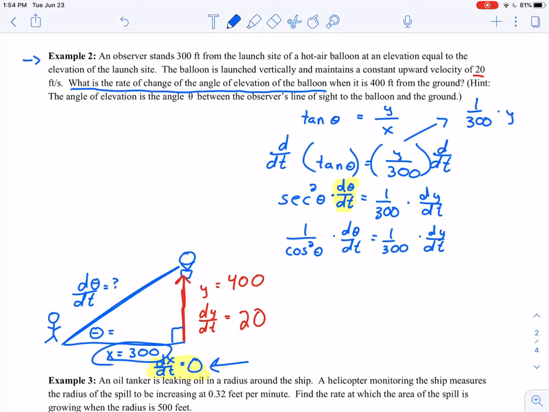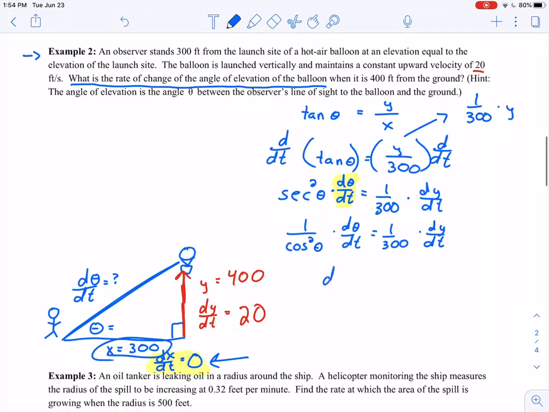Let's see, I want to get d theta over dt by itself, so I'm going to multiply both sides by cosine squared theta. And when I do that, I'll have d theta over dt is equal to 1 over 300 times dy over dt times cosine squared theta. All right, very cool. Almost there. I just need to plug in what I know.